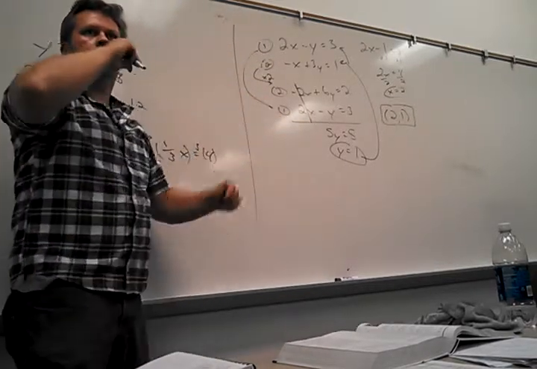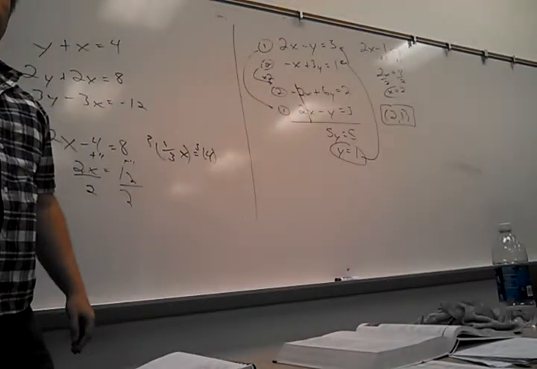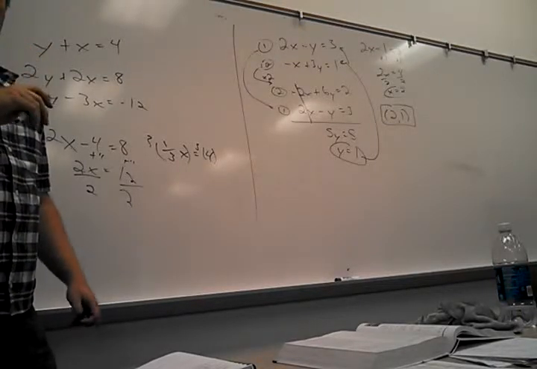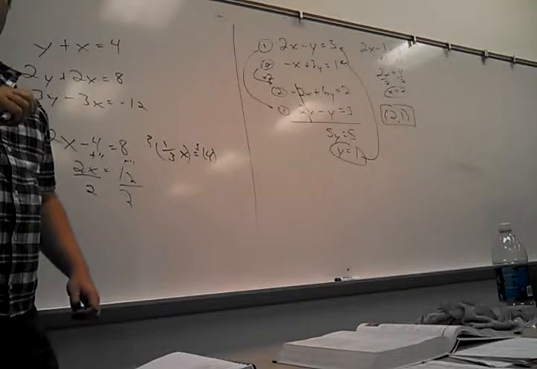Like this particular one would have been easy because you already have a y by itself and an x by itself for substitution, but is it mainly to avoid fractions? Is that why you use elimination?